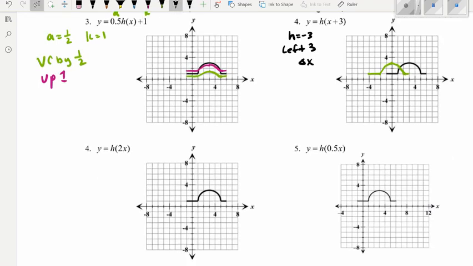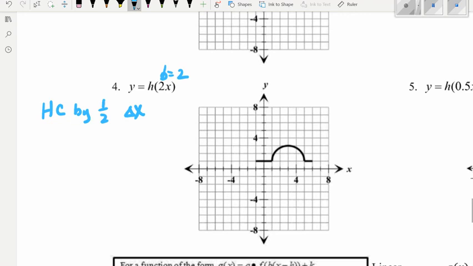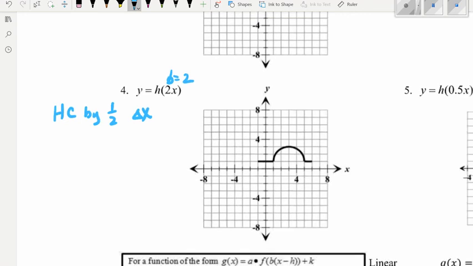And for this next one, this is our b value. So b value is equal to 2. Remember opposite thinking, that means this is a horizontal compression by 1/2. We're changing our x values. So anywhere I have an x value, I'm going to divide it by 2. So -1 divided by 2 is -1/2. 1 divided by 2 is 1/2, so that would be half. It's kind of hard to draw on here, but it should be half. Then we have 3 divided by 2, so 3 halves, 1.5.